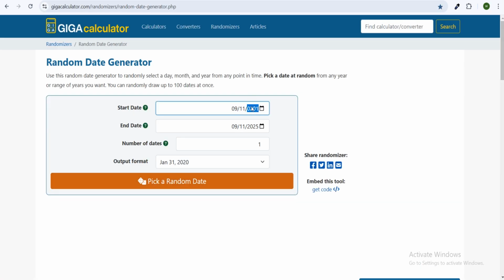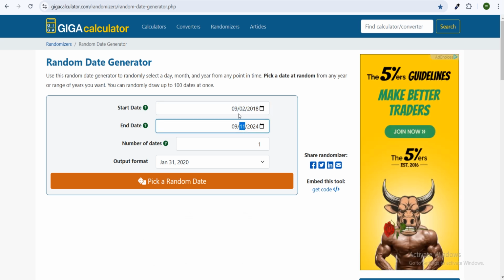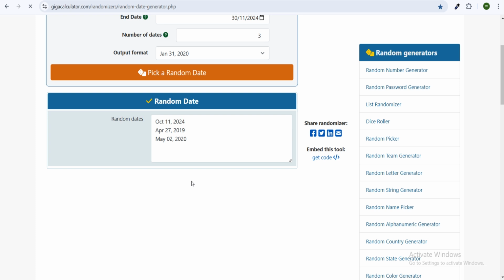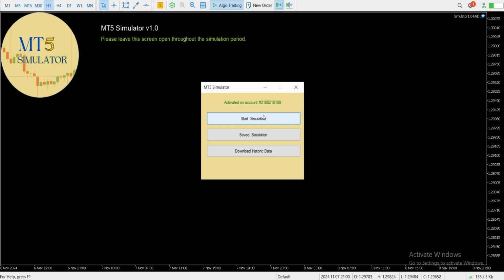I need the dates between 2018 till 2024. Month will be 2nd, 11th, date 1 and 30. So let's pick 3 dates. I will choose the date that I will get in the middle. April 27, 2019. Let's do April 27, 2019.